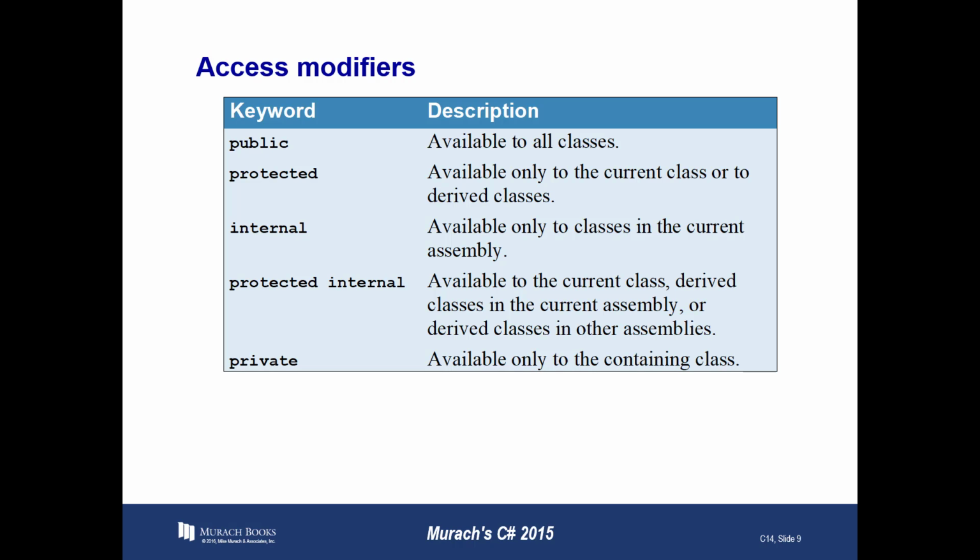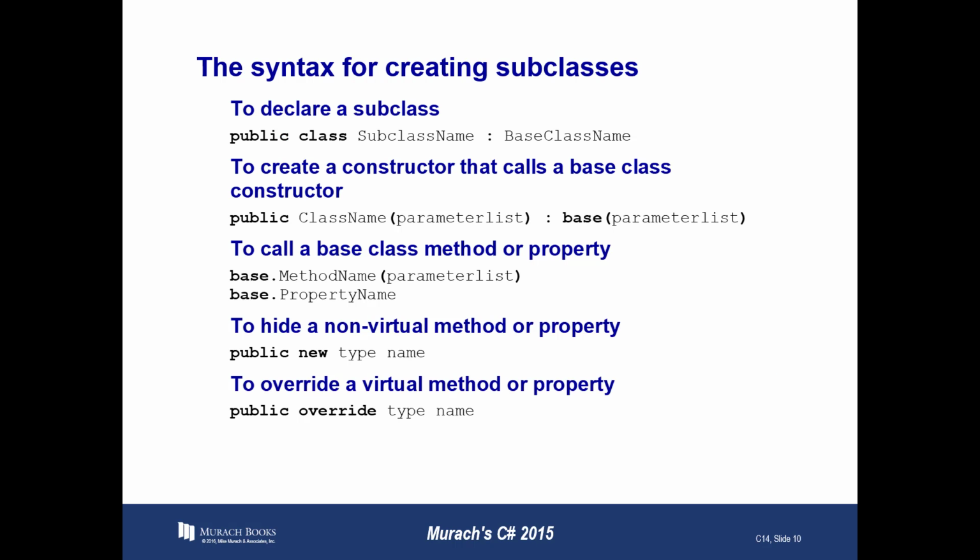So wherever I've defined something, they can change it, and any child class from that class, or child class of the child class, etc., can change it. If something is internal, it's available only to classes within what's called the current assembly. I believe that's the default if you say nothing. Protected internal is available to the current class, the derived classes, or the derived classes in other assemblies. Never worked with that. Finally, we have private, which, as it says, is available only within the containing class.